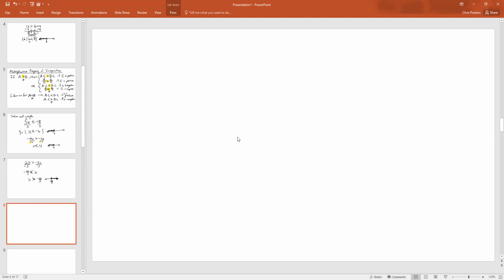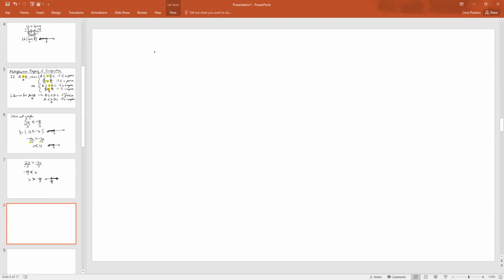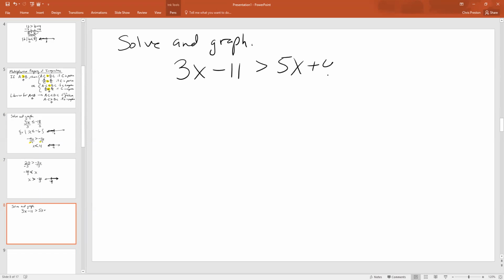Now, I want you to graph these as well. These are general equations, so we're going to look at a few of these, just kind of remind ourselves how to solve general, well, I guess inequalities in this case, but we're still going to solve and graph. Okay, so let's say I have 3x minus 11 is greater than 5x plus 4. Okay, so let's say I want to solve that problem.